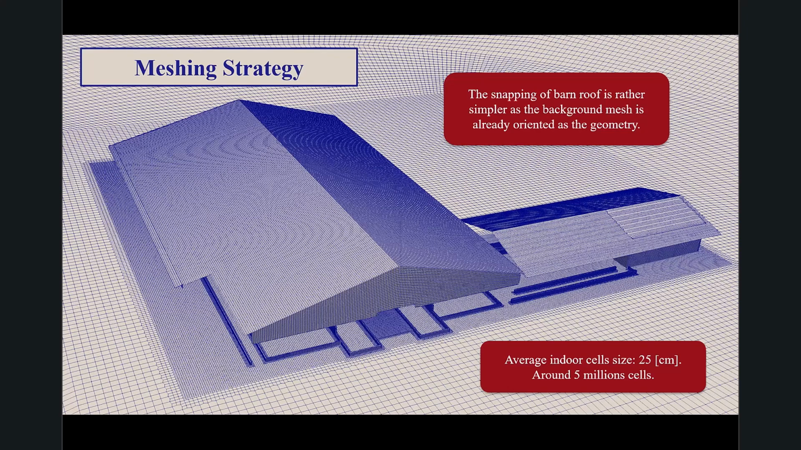Besides that, we are also using a quasi-steady approach in order to get the solution. And we are running the simulation for quite a long time in order to be sure to reach the end of the thermal transient of the barn.